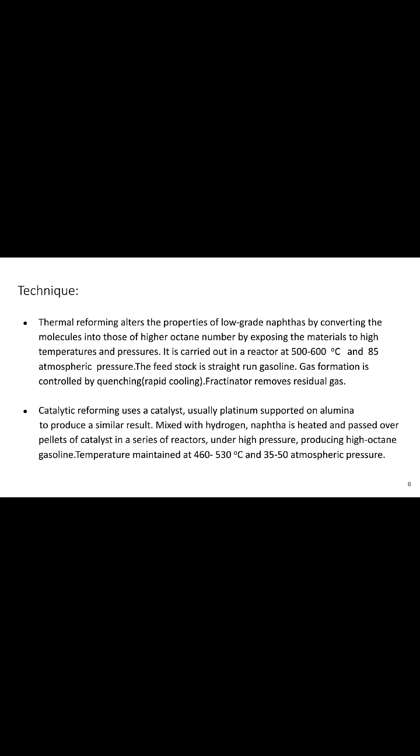Catalytic reforming uses a catalyst, usually platinum supported on alumina, to produce a similar result. Mixed with hydrogen, naphtha is heated and passed over pellets of catalyst in a series of reactors under high pressure, producing high octane gasoline. Temperature is maintained at 460 to 530 degrees centigrade and 35 to 50 atmospheric pressure.